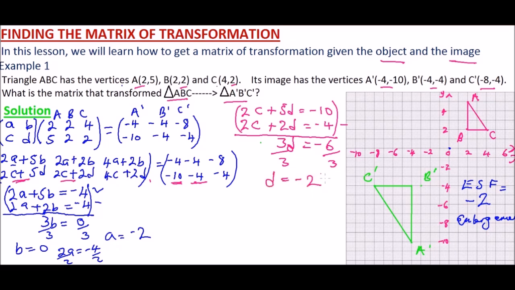So once we get d, we substitute here. So we say 2c plus, now d is minus 2, so it is 5 multiplied by minus 2, that will give us minus 10. So we change that to minus. We say minus 10 is equal to minus 10. We take 10 to the other side, we get 2c is equal to 0. Divide both sides by 2, and c is equal to 0.